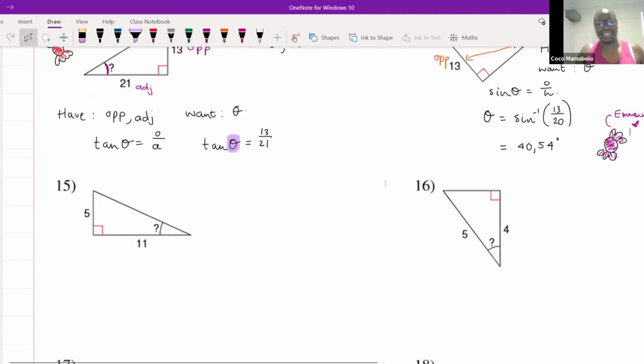All right. I bet you all have the same answer. Because you guys know exactly what you're doing. All right, let's go on to question number 15. Again, we're going to label this as the adjacent side. That side is the opposite side. I'm not going to bother labeling anything else.